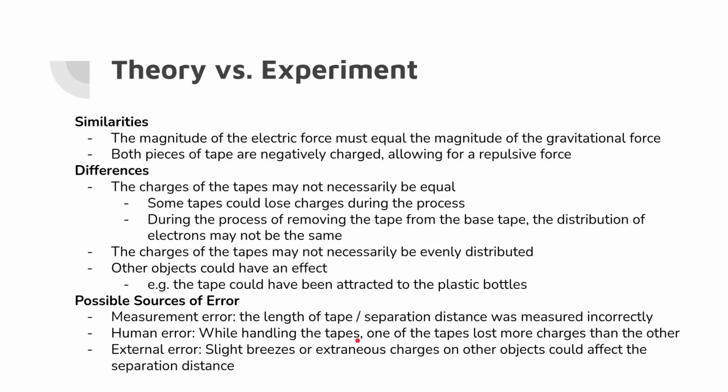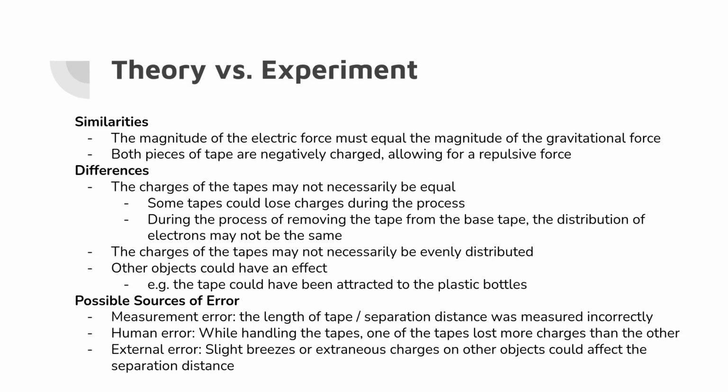So there are a few differences between the theory of this experiment and the actual empirical results of the experiment itself. First of all, similarities. We know the magnitude of the electric force must equal the magnitude of the gravitational force for the tape to be suspended. And we also know that both pieces of tape are negatively charged, or rather charged with the same polarity, which allows for a repulsive force. There are some differences, however.